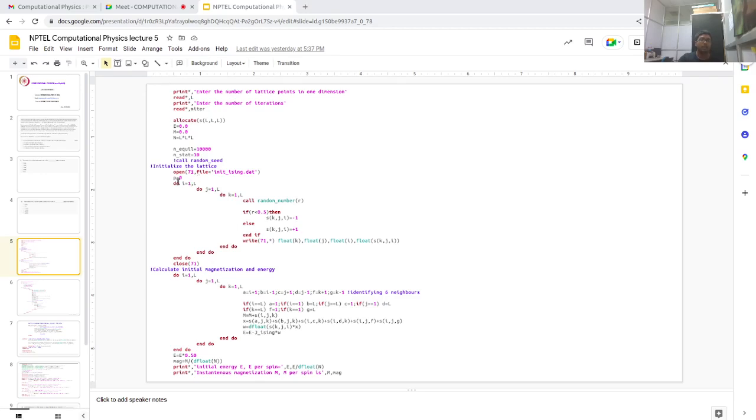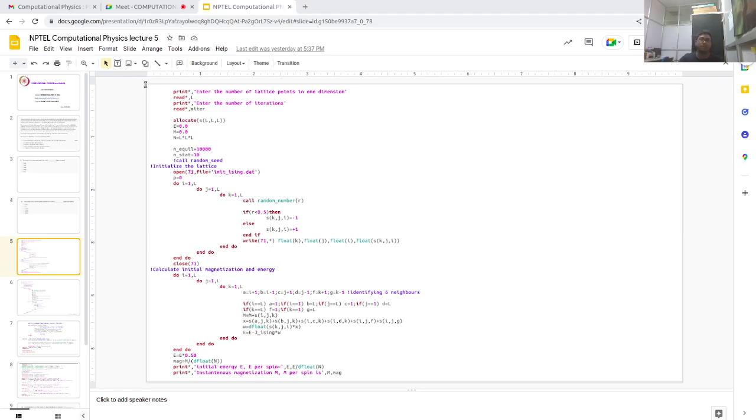And then I am going to calculate the initial magnetization and energy. For doing that I have to take the nearest neighbors into consideration. Since we are using a 3D lattice, we have 6 nearest neighbors, right? So for that, let's say A, B, C, D, E, F. These are the points we need to consider.